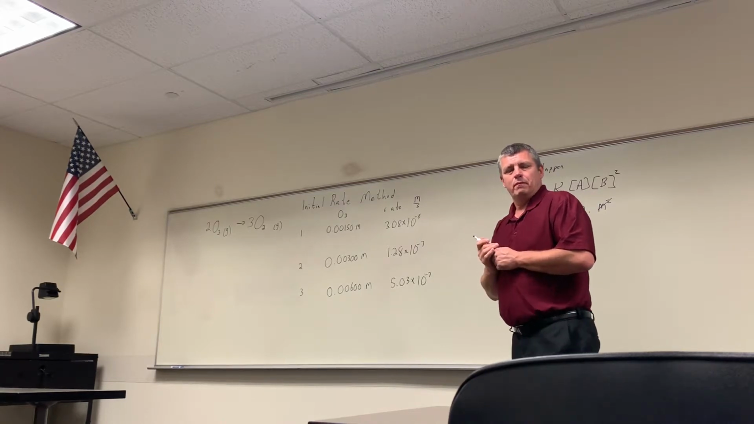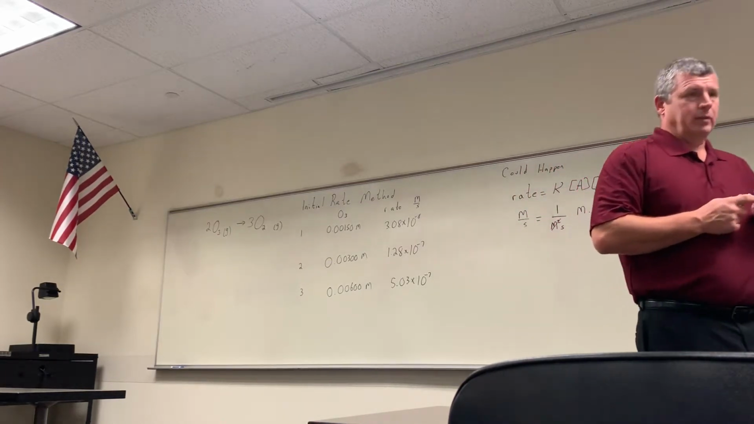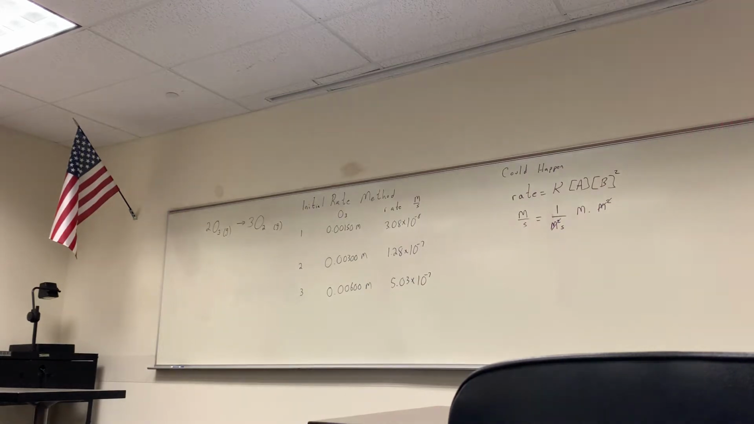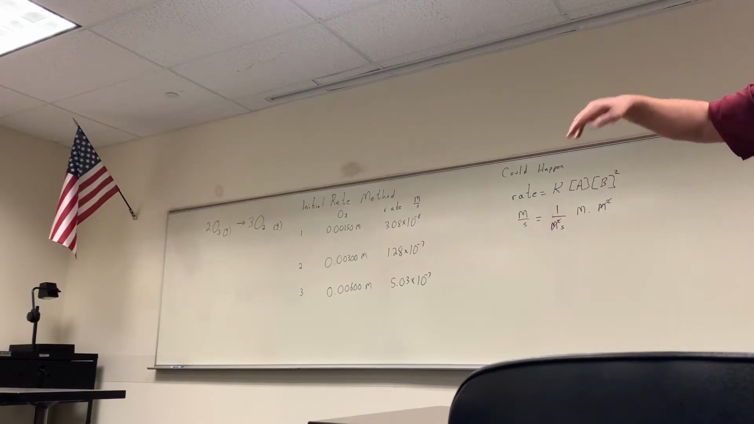So how did you just pull these numbers? That's experimental. I did 3 runs. Whoever did the experiment controlled the concentration of ozone in the reaction, and then they measured the reaction rate at the beginning. Okay. Cool.